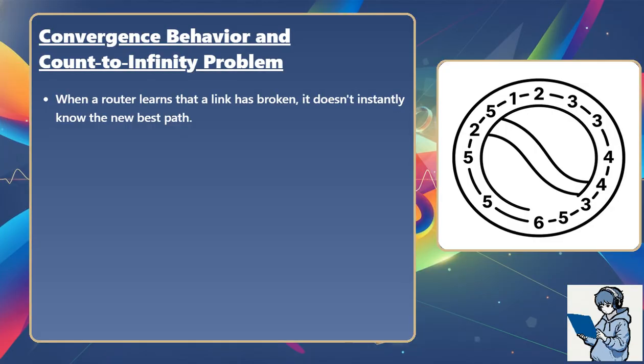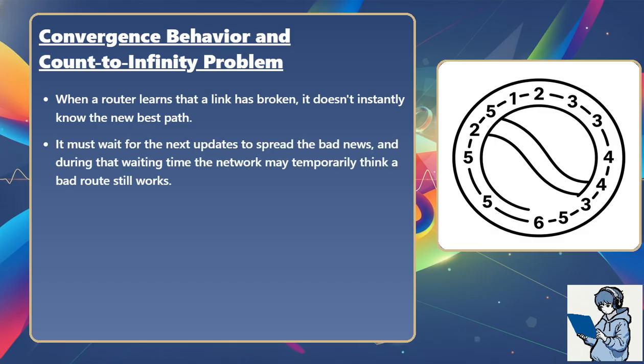When a router learns that a link has broken, it does not instantly know the new best path. It must wait for the next updates to spread the bad news, and during that waiting time, the network may temporarily think a bad route still works. This waiting period is called convergence.